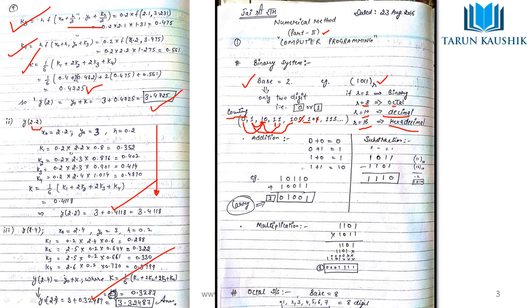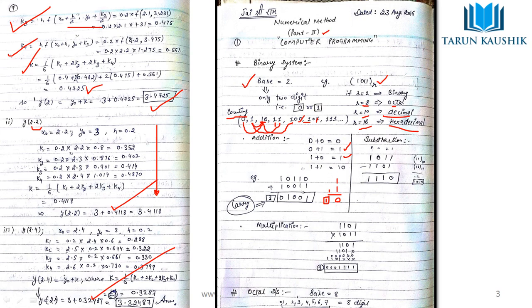So how to add two binary numbers? 0 plus 1 equals 1, 1 plus 0 is also 1, but 1 plus 1 equals 1 0. How? 1 plus 1 is 0, but 1 will be carried. So the answer is not 0, the answer is 1 0. The 1 is to be considered as carry.